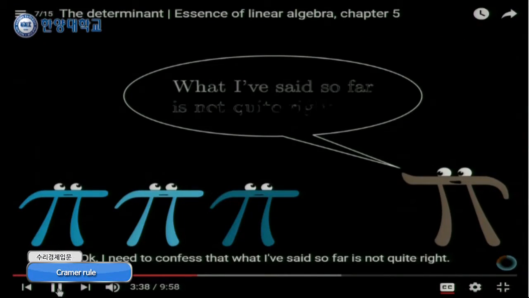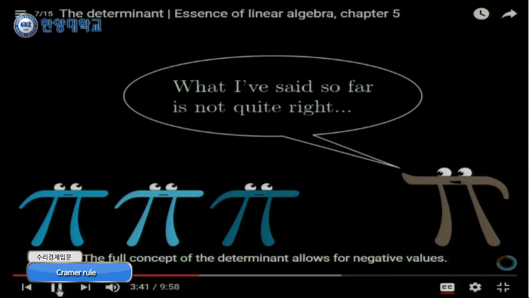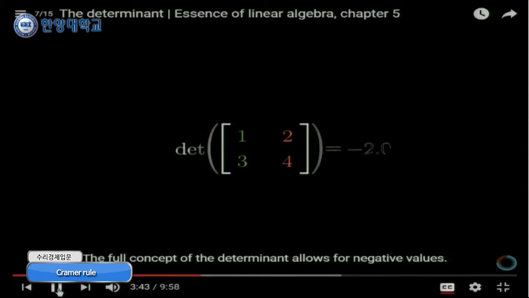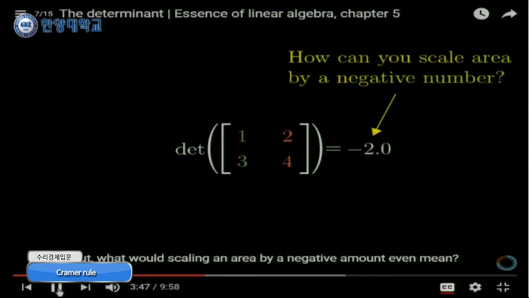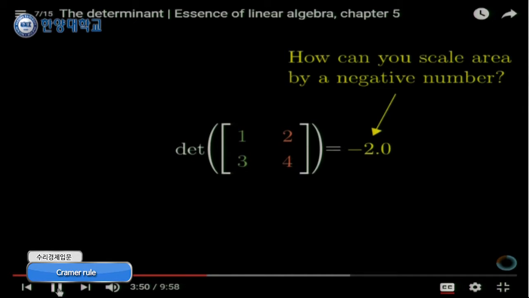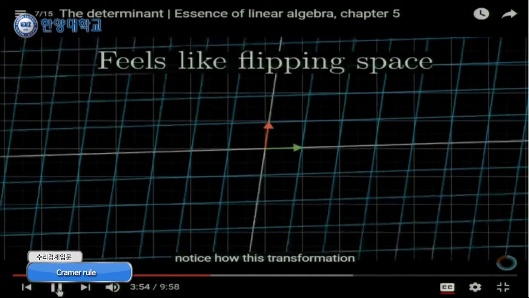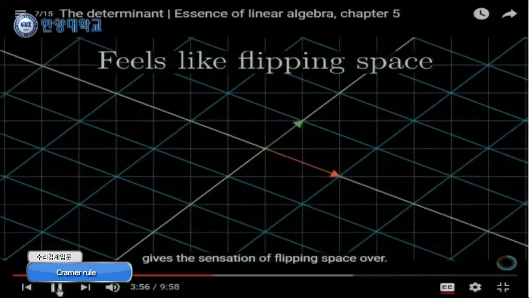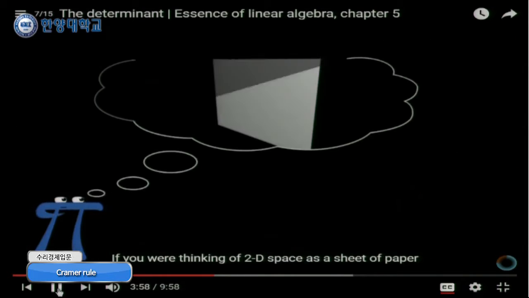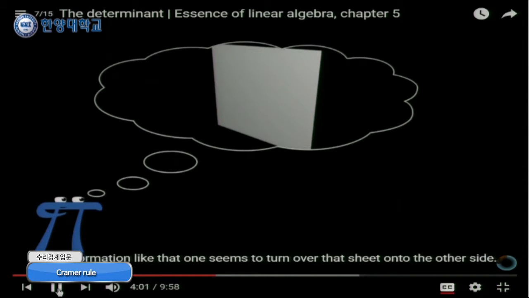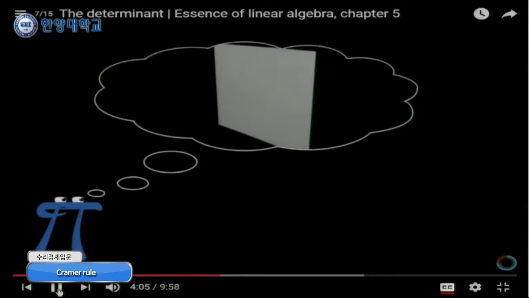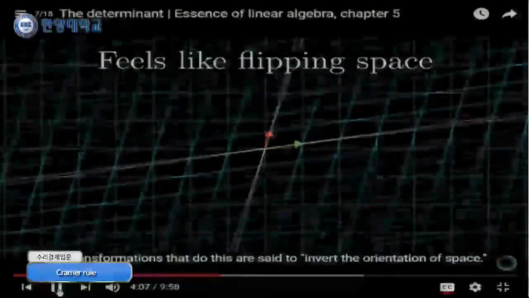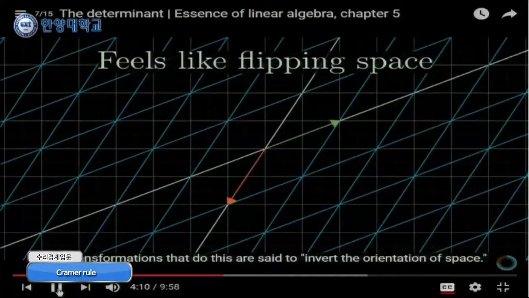Okay, I need to confess that what I've said so far is not quite right. The full concept of the determinant allows for negative values. But what would the idea of scaling an area by a negative amount even mean? This has to do with the idea of orientation. For example, notice how this transformation gives the sensation of flipping space over. If you were thinking of 2D space as a sheet of paper, a transformation like that one seems to turn over that sheet onto the other side. Then it becomes negative. Any transformations that do this are said to invert the orientation of space.